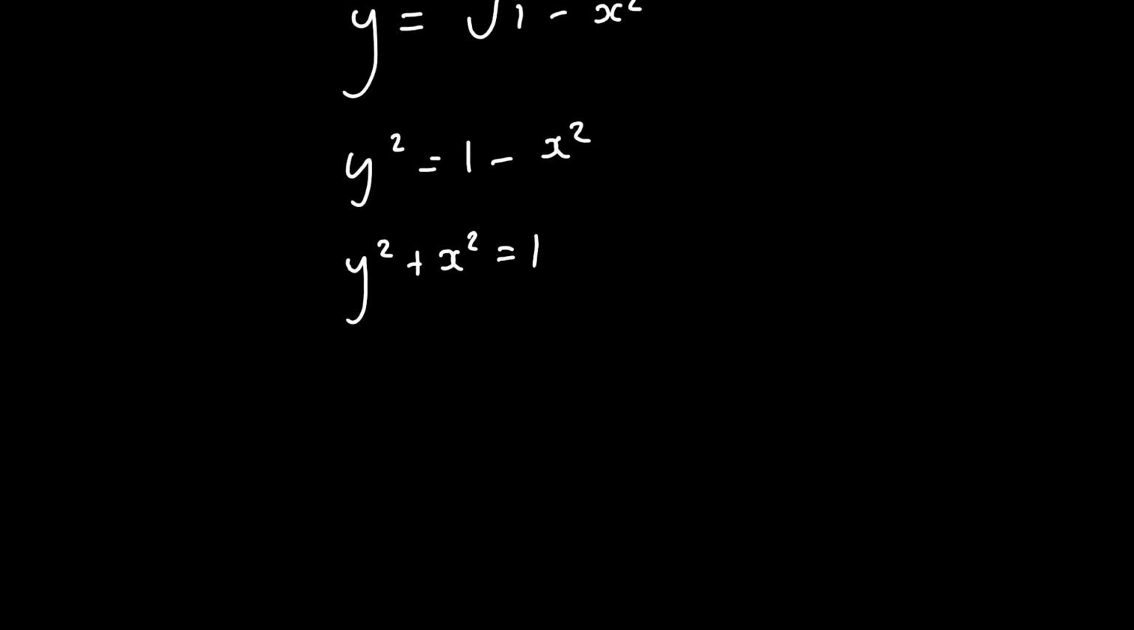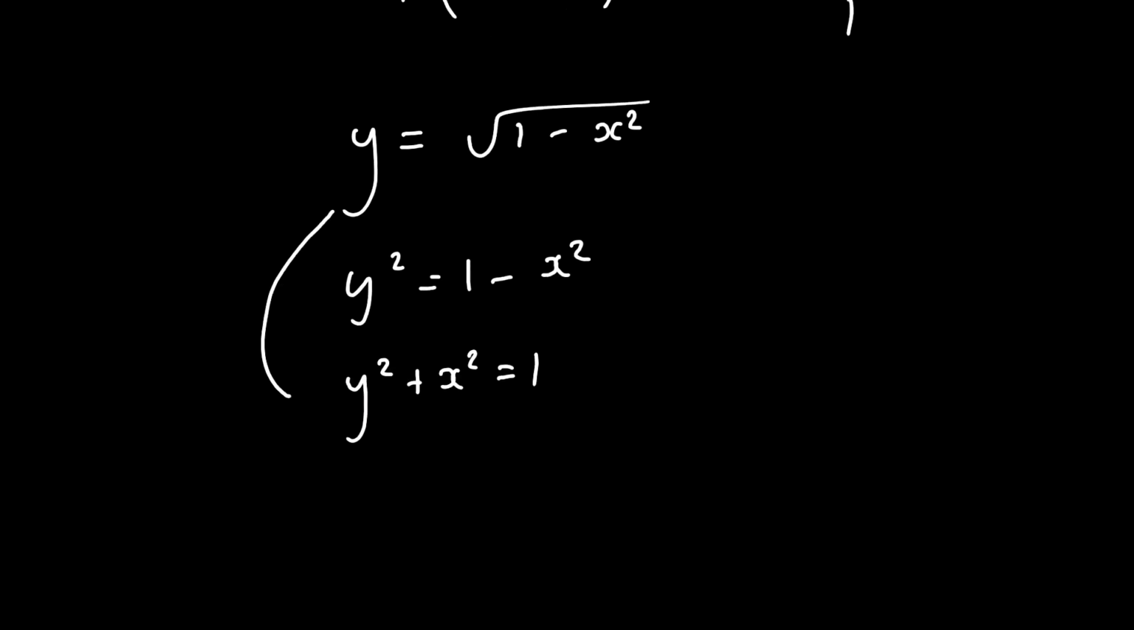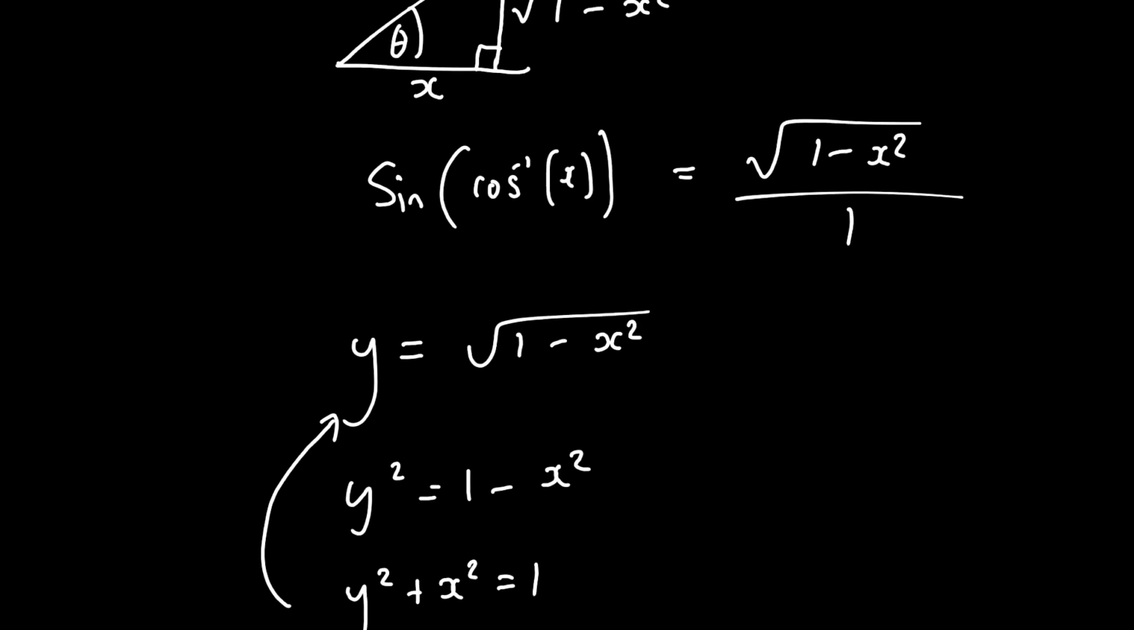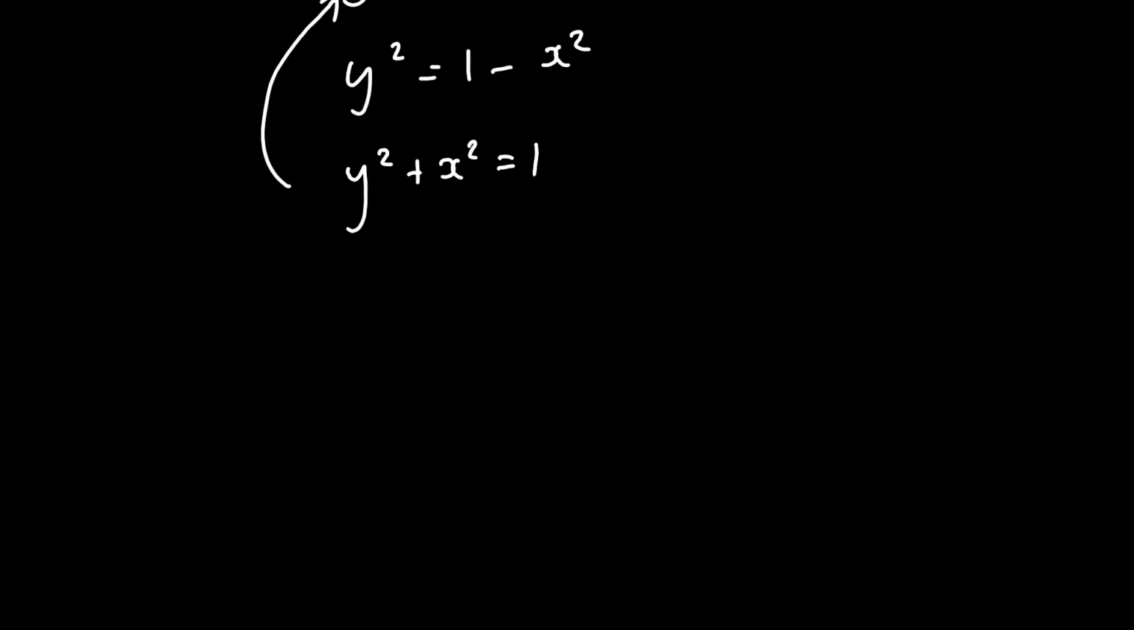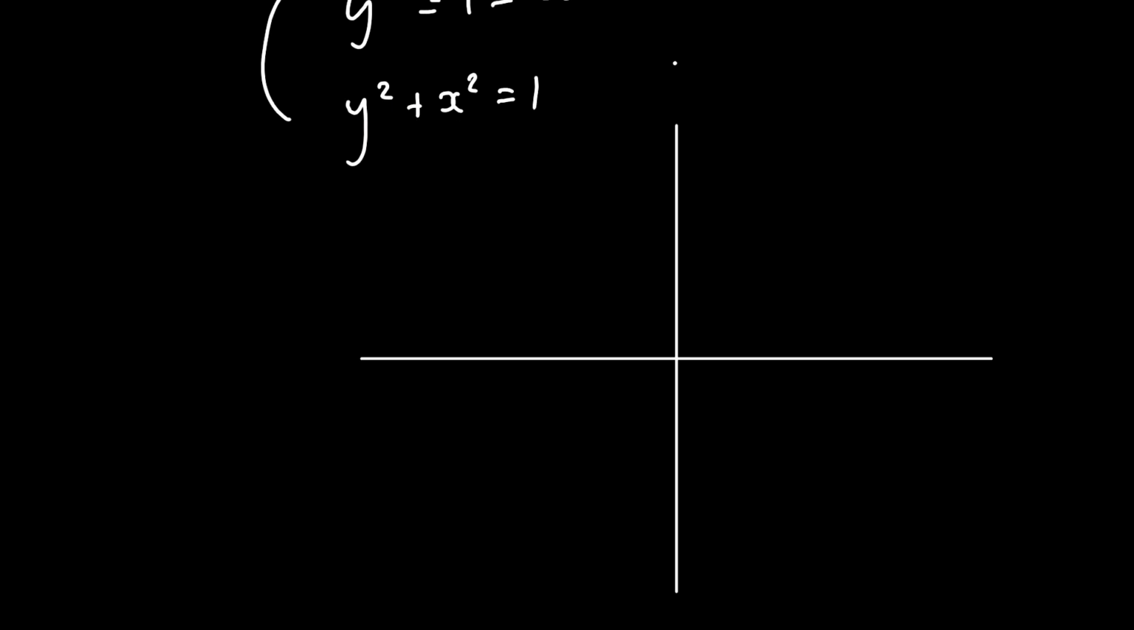But remember, y can only be positive because there's no plus or minus in front of the square root there. We've only taken the principal square root. So if we were to sketch this function, it would actually just be a semicircle, center the origin, radius 1, and it doesn't go beneath the x-axis. So this would be how the function would look.